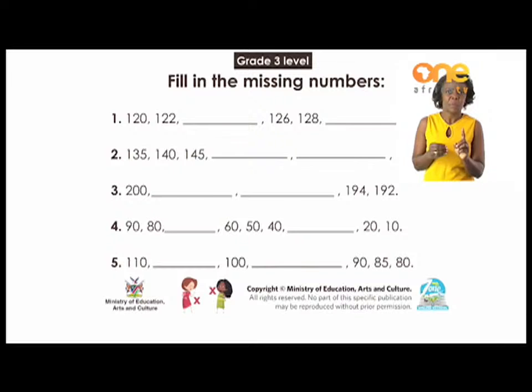Number 5, you start with the last 3 numbers. Number 80, 85, and 90. So in which number are they counting in? They are counting in 2 or in 5 or in 10.